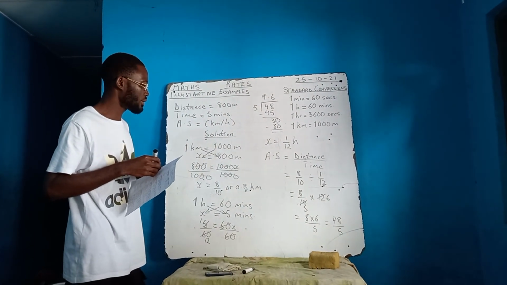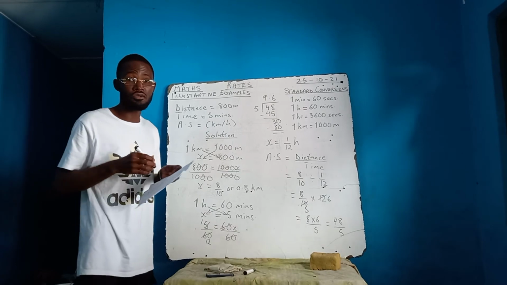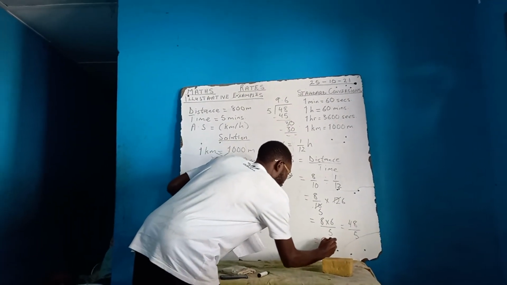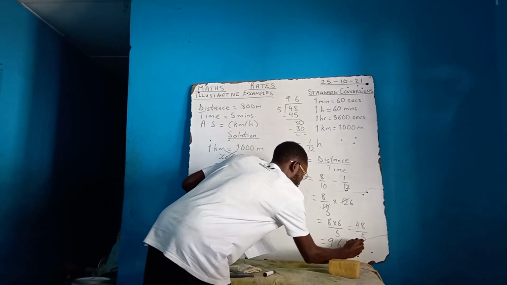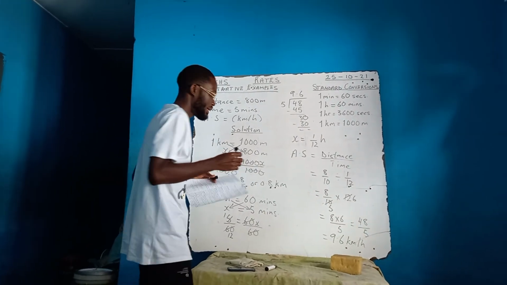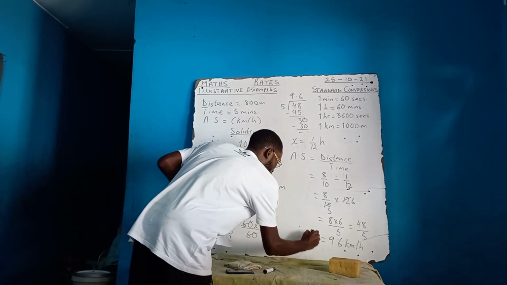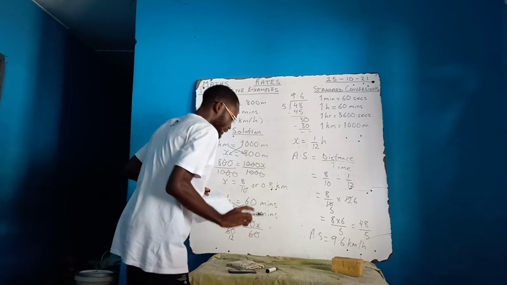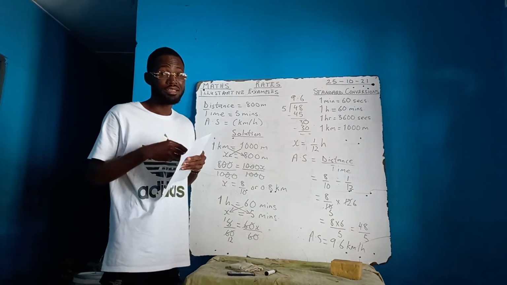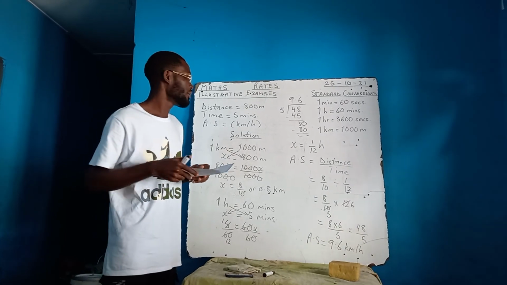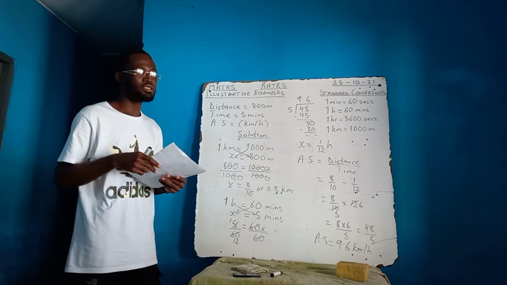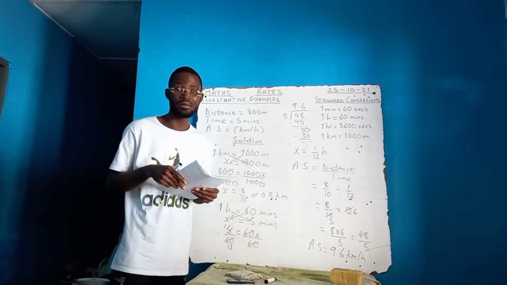So 8 times 6 over 5, or 48 over 5, gives us what? 9.6 kilometers per hour. So therefore, our average speed is 9.6 kilometers per hour. And for that matter, we've been able to cover instances of these typical examples.